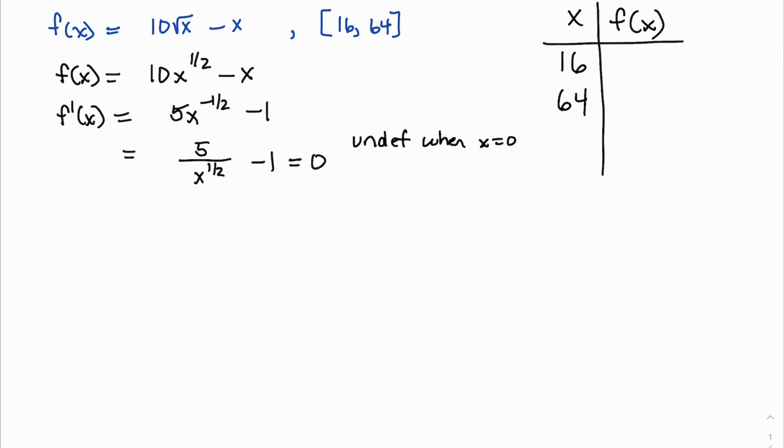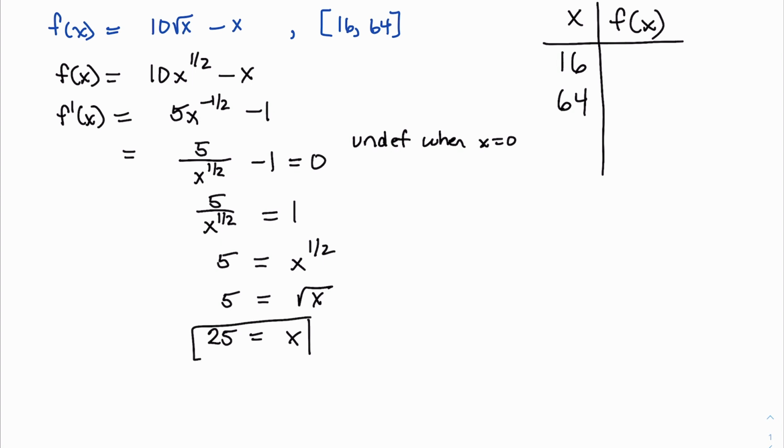So then I'm going to add 1 to both sides. And I'm going to multiply both sides by x to the 1/2 power. Now remember, x to the 1/2 is really the square root. So if it helps you to solve that, convert that to a square root, and then I'm going to square both sides, and we're going to get 25 equals x. And that, remember, is what we call a critical number. More importantly, it's inside of our interval, so that means there definitely could be a min or a max happening when x equals 25. So we'll place that there.